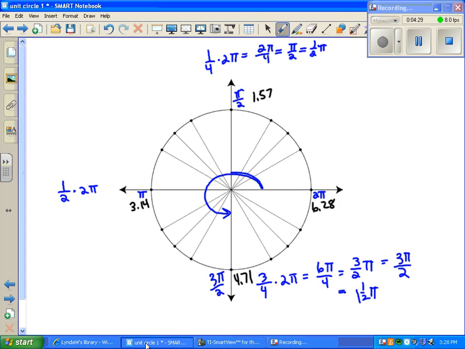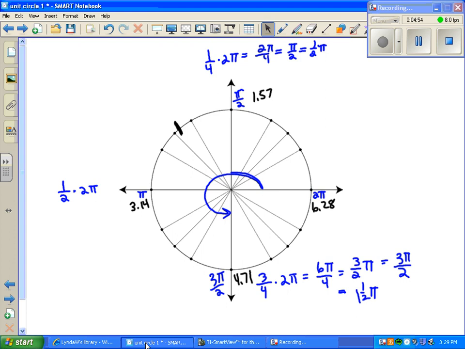It's good to know those 4 decimal approximations because it'll tell you when you change from one quadrant to the next. So if I asked you, what quadrant would you be in if you traveled a distance of 2 around the unit circle? 2 is going to be in between 1.57 and 3.14, so it's going to be right around in here somewhere, which would be in quadrant 2.